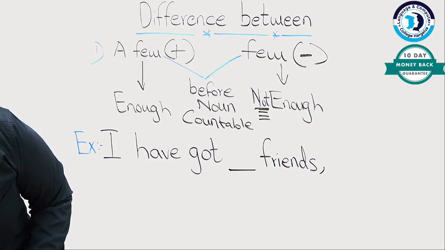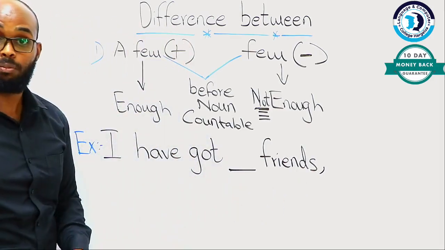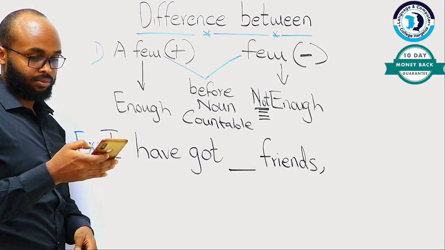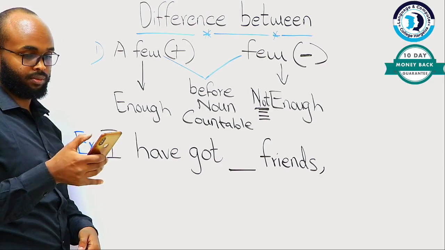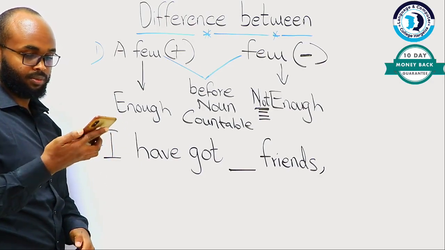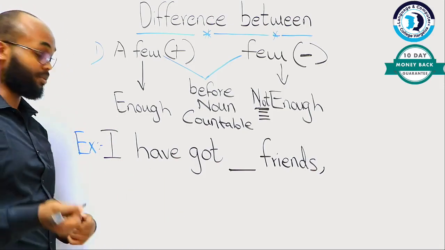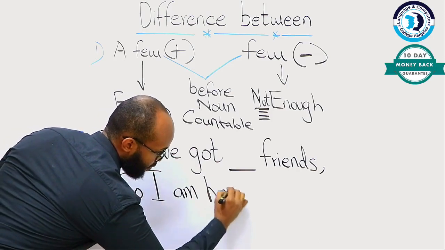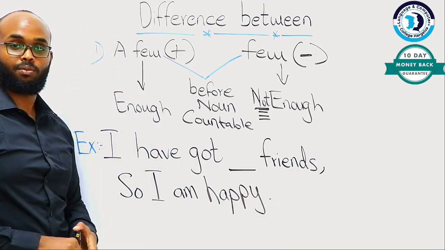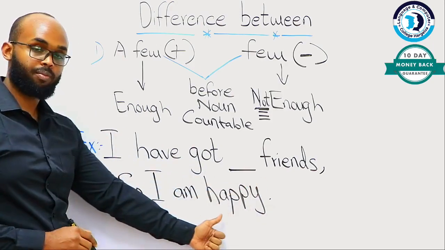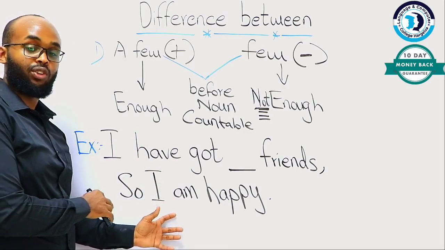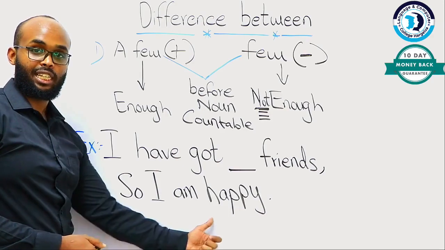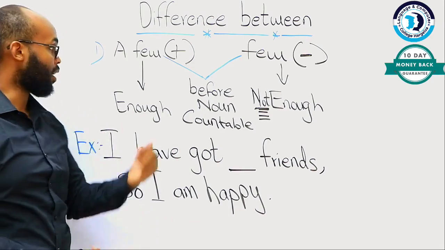Okay, if I make it positive, let's see how I can make it positive. So what if I say I have got dash friends, so I am happy? Because of this, the sentence changed. I have changed the last part, and because of this part, the sentence becomes positive.